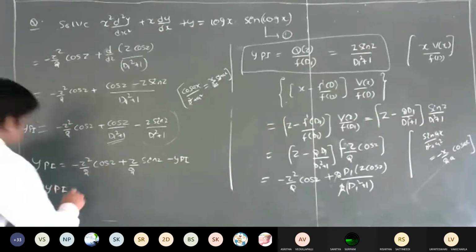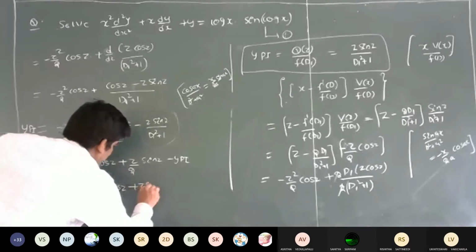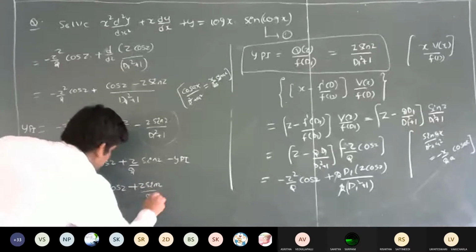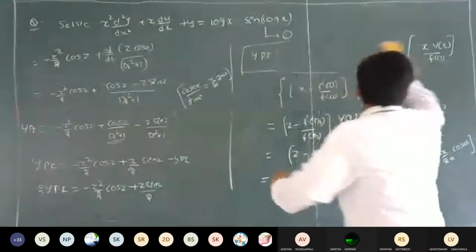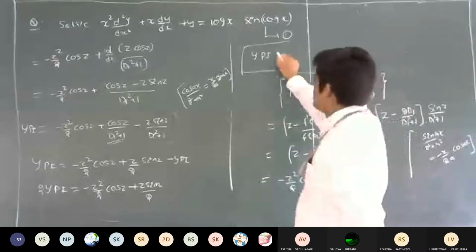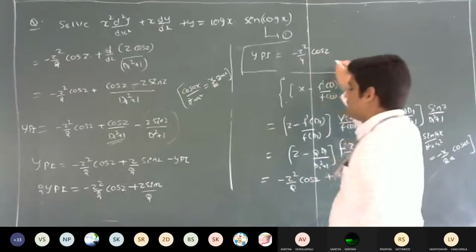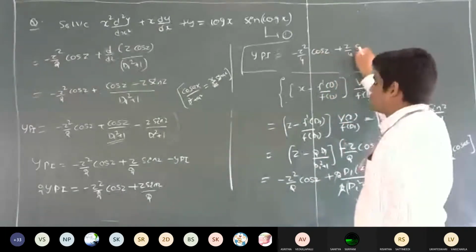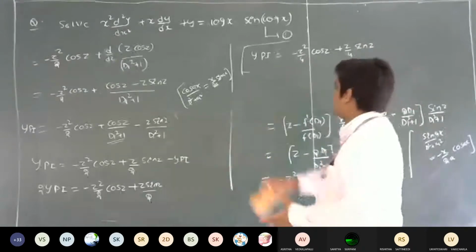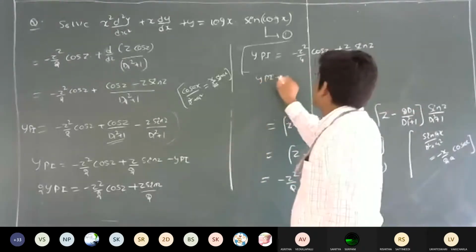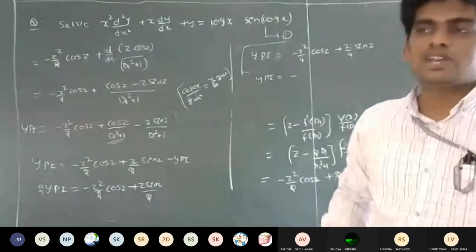So this is equal to minus z square by 2 cos z plus z sin z by 2. Therefore YPA is equal to minus z square by 4 cos z plus z by 4 sin z. So this is the required particular integral, right? But just replace x by z by what? What is the value of z? x is equal to e power z.